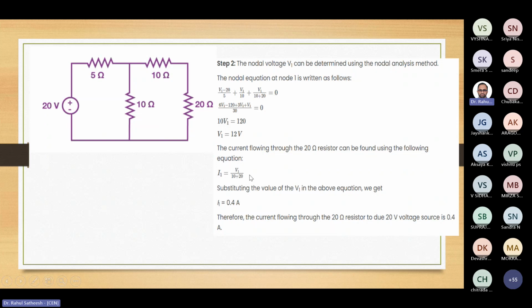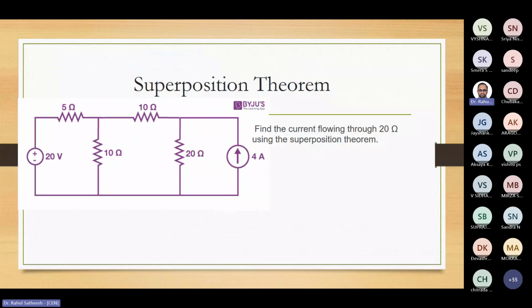Here in this presentation slide, it uses nodal analysis. From this node, (V1 minus 20) divided by 5, plus V1 by 10, plus V1 by 30 equals 0. You can easily find the node voltage, and the branch current is V1 by 30. So the branch current for the 20 ohm is 0.4 ampere. That is one current you got easily, and that is the first step.